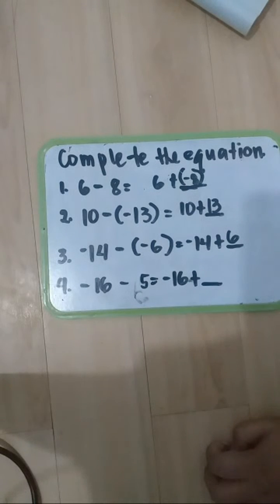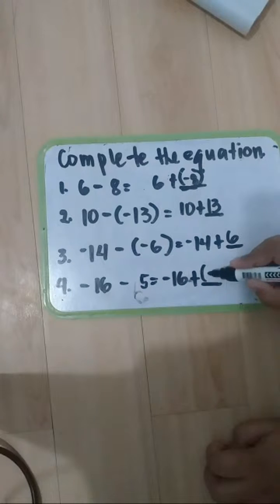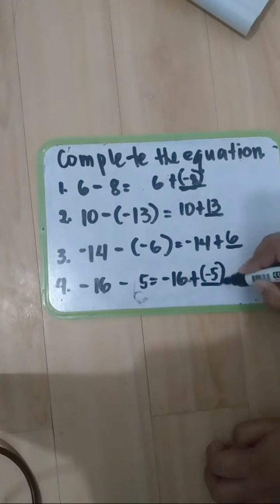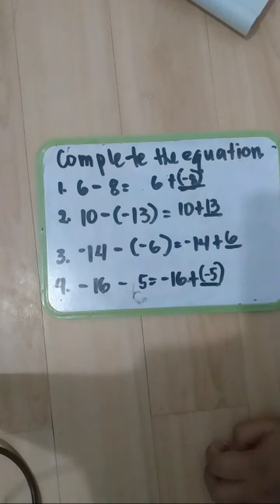Next, number 4. Bakit 13? Saan galing yung 13? For number 4, you have negative 16 plus positive 5 or negative 5. The correct answer is, yun oh, may nakatama. Negative 5. Very good. Okay. Next.